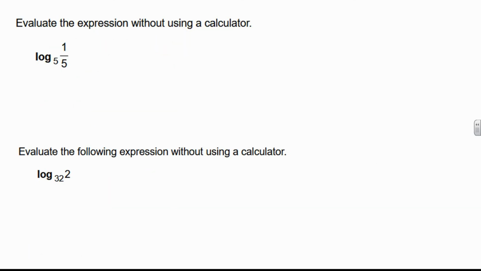All right, evaluate this without using a calculator. All right, no problem. Now this is log base 5 of 5 to the negative first power. You remember you got a property. There was one property that said that log base b of b to the x is equal to what? x, right? So this guy here is equal to -1. But what if you forgot that? So the answer is -1.